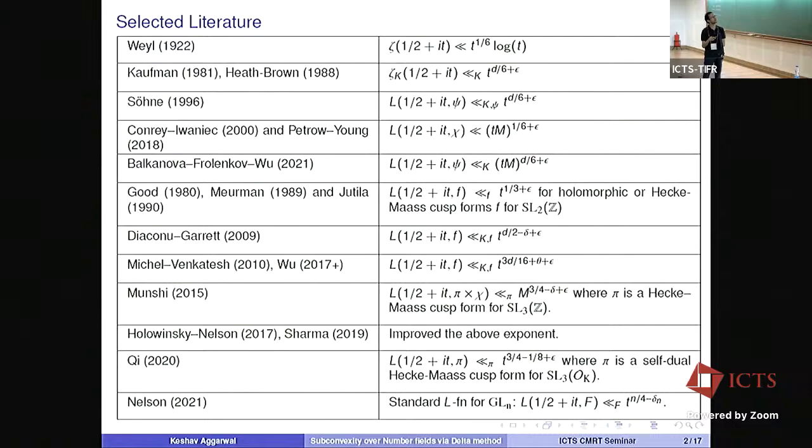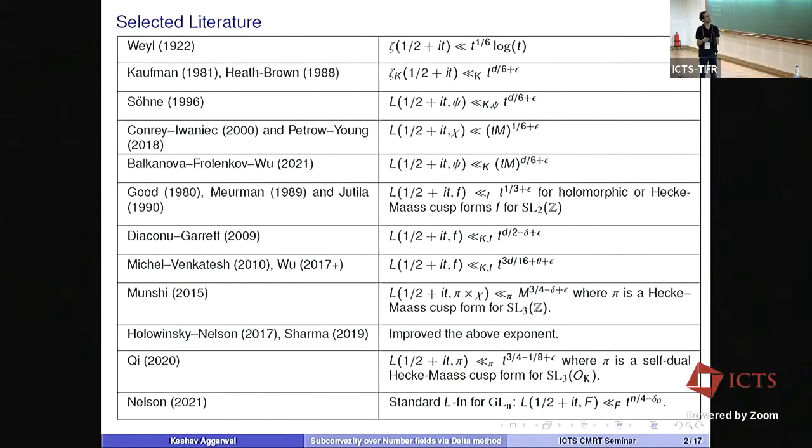There's a result of Conrey, Iwaniec, and Petrow-Young. Conrey and Iwaniec in 2000 proved this bound of M to the 1/6. Over here now, chi is a Dirichlet character and it is quadratic. For the result of Conrey and Iwaniec, they need this Dirichlet character to be quadratic, and the level is M. And they get the bound of 1/6. And then in the recent breakthrough of Petrow and Young, they were also able to get this bound of 1/6.